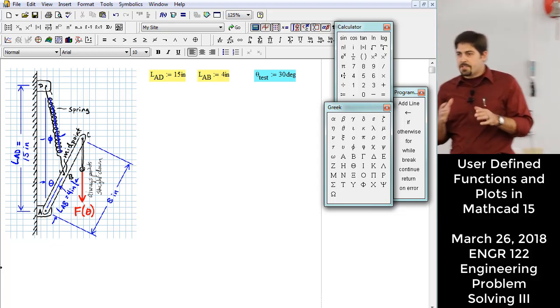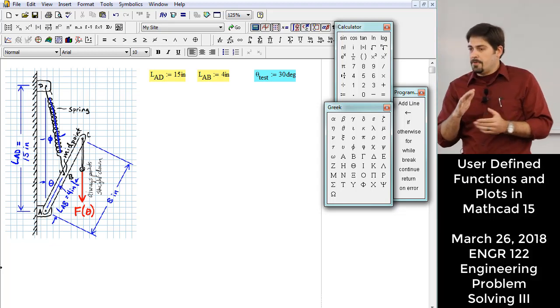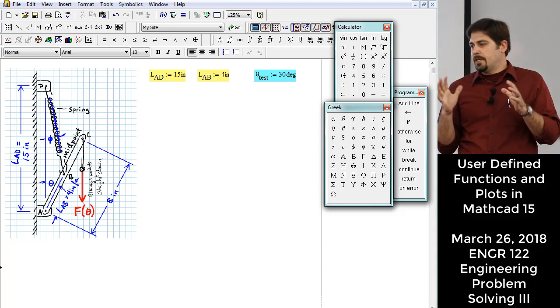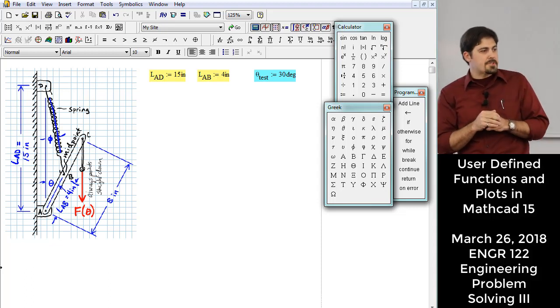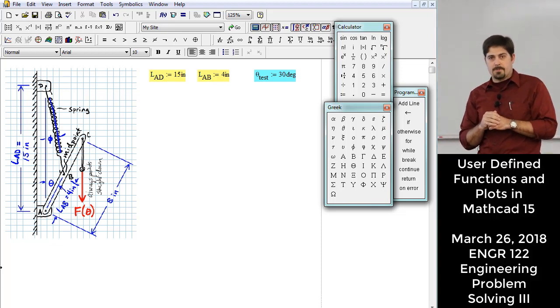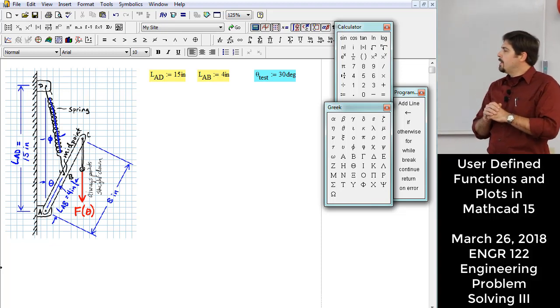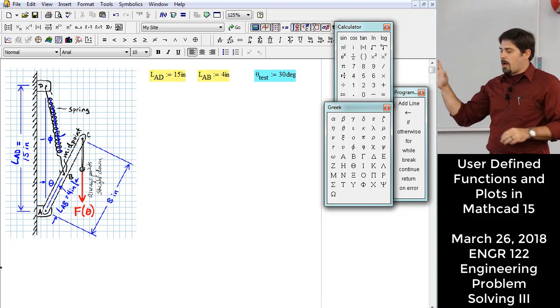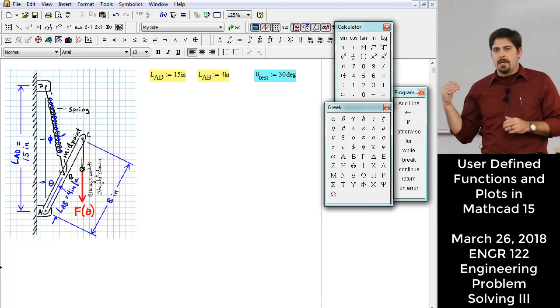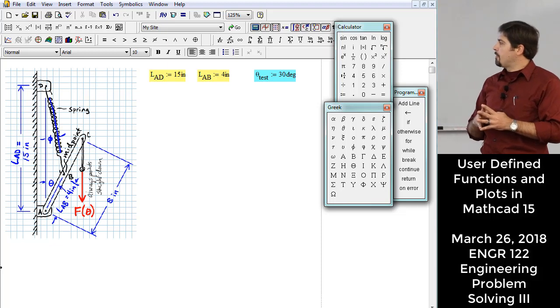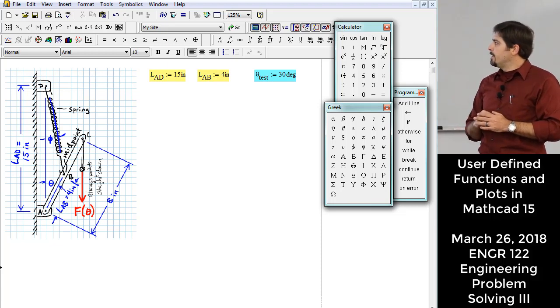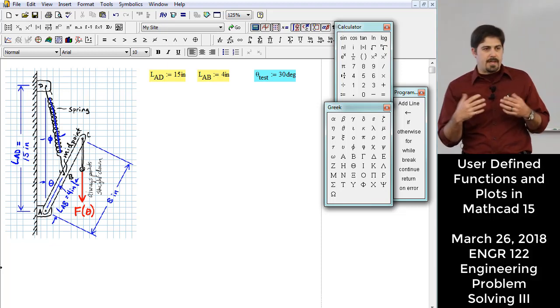So what I want to touch on is how we do the making of functions as well as making graphs in Mathcad 15. So that's what we're going to touch on right now. You might remember this problem from a few days ago. We aren't going to try to do the whole thing. What I've decided to do is pick off one little part of the problem in order to demonstrate these ideas.